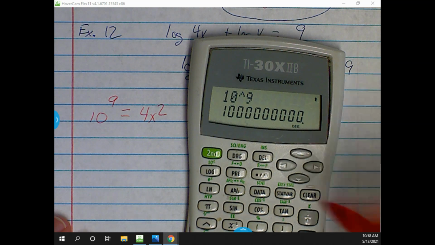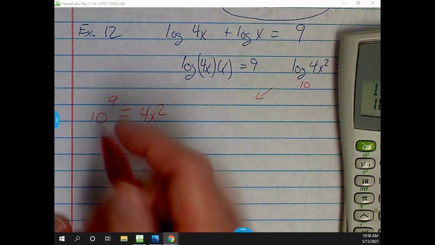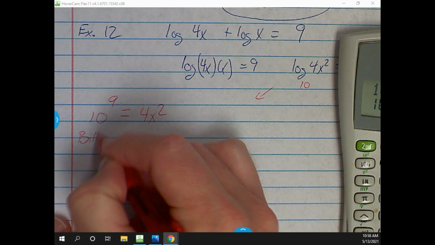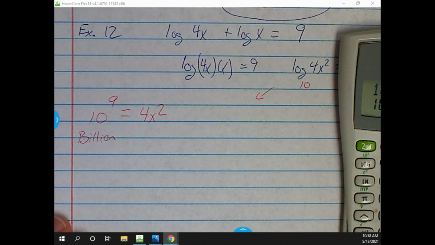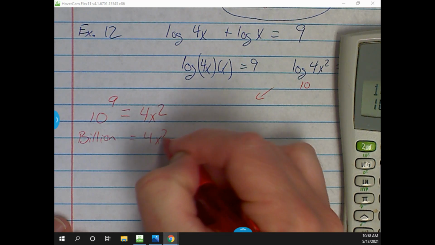And sometimes, especially since it doesn't have all the commas you can put in here, you'd say that's a B. It's almost easier to write out. That's a billion, because you've got 1 and 9 zeros, equals 4x squared.